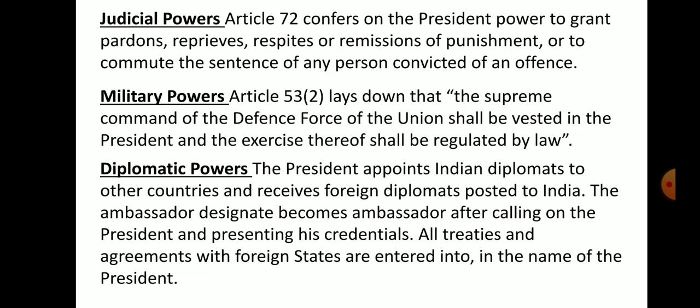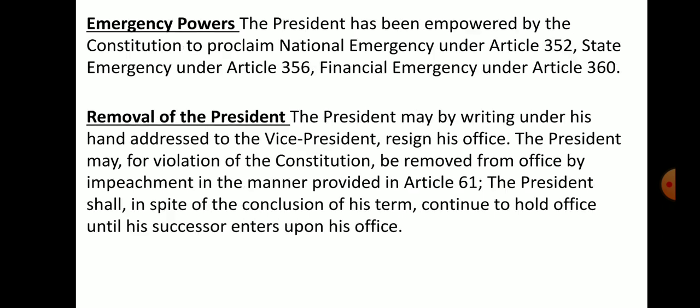Diplomatic power, that is his dignity power. The president appoints Indian diplomats to other countries and receives foreign diplomats posted to India. Especially the ambassadors: the designate becomes ambassador after calling on the president and presenting his credentials. All treaties and agreements with foreign states are entered into in the name of the president. He is the one to approve all the treaties between countries. That's what diplomatic power is.